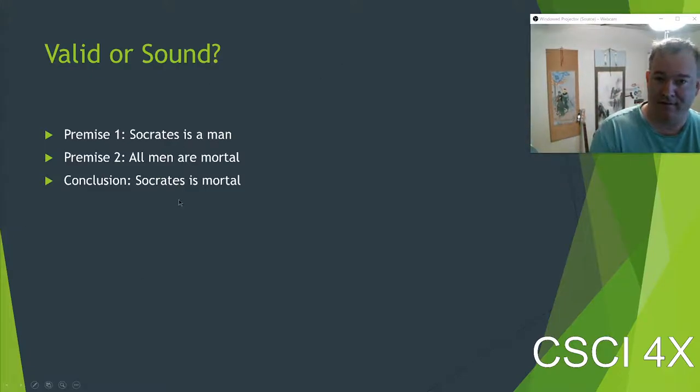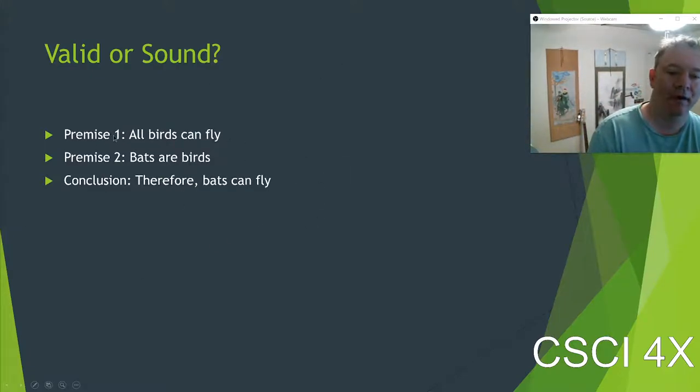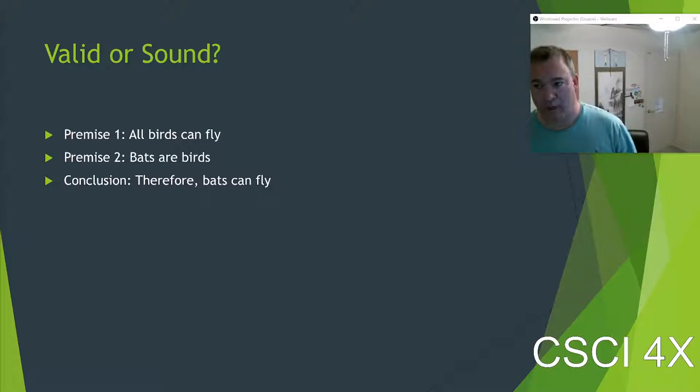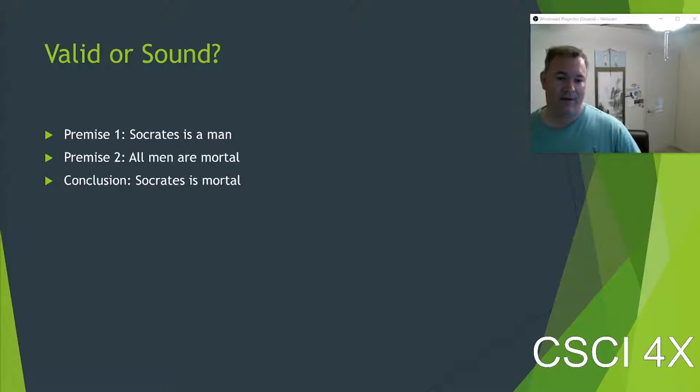Yeah, this is a sound argument. Yep. All birds can fly. Bats are birds. Therefore, bats can fly. So, all X are Y is actually kind of the same argument that we just had before, right? You know, Socrates is a bird. All birds can fly. Therefore, Socrates can fly. The same form. Do you see that?